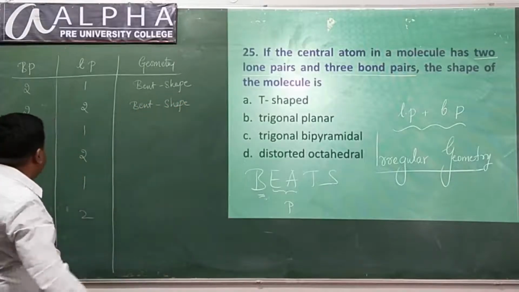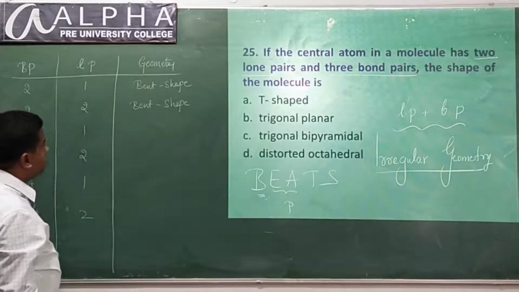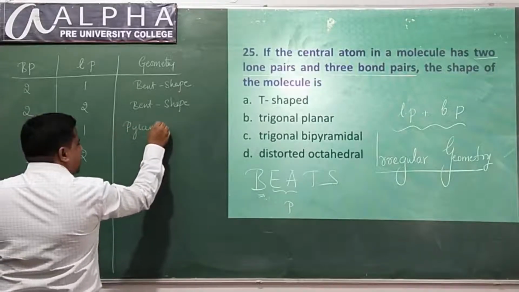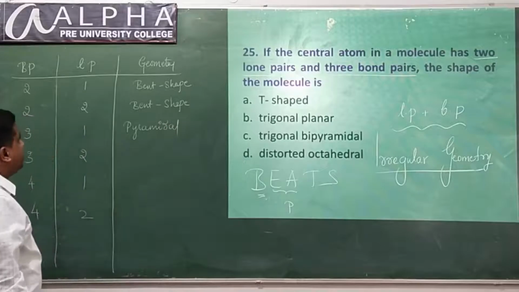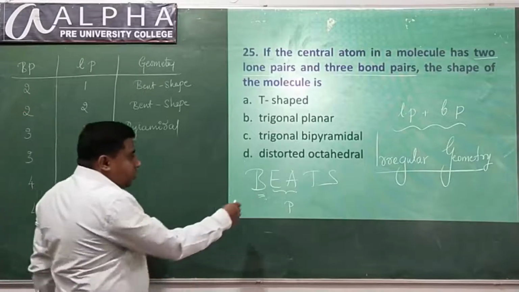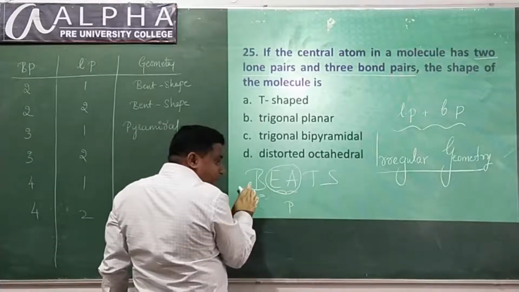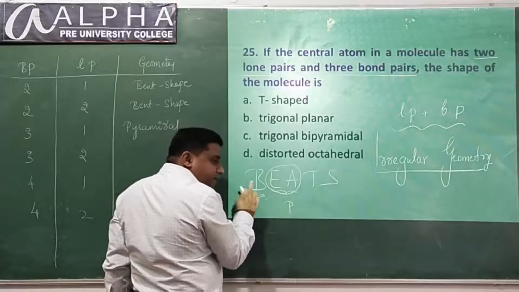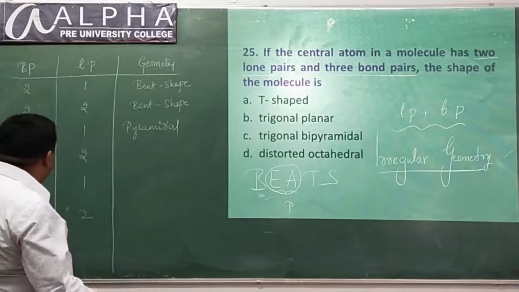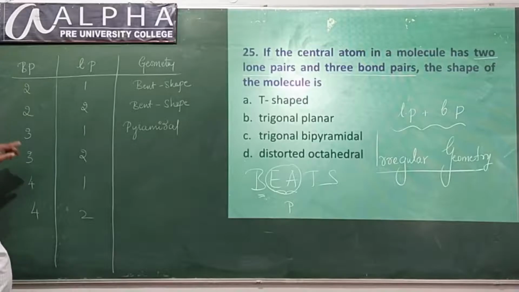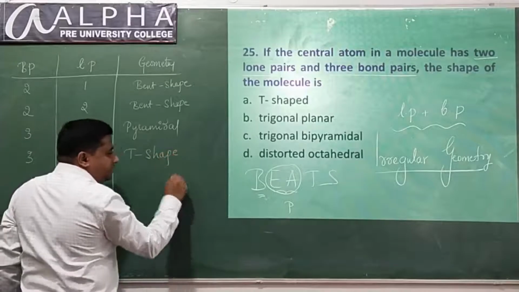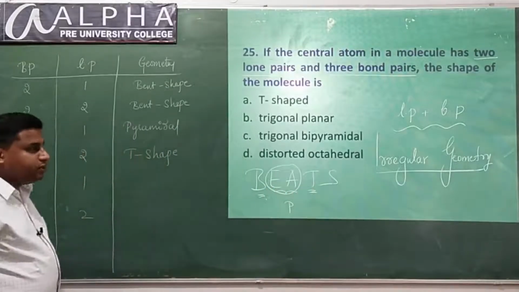Next, 3 bond pairs and 1 lone pair, then it is pyramidal geometry. That is what I said: just replace these two letters by P. After B, P. B, bent. After bent, it is P, pyramidal. 3 bond pairs and 2 lone pairs is called T shape. Observe here. T shape.